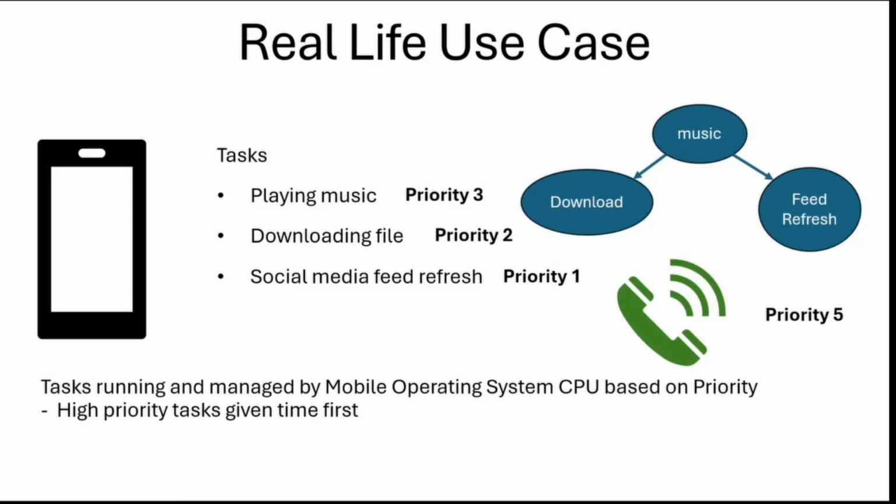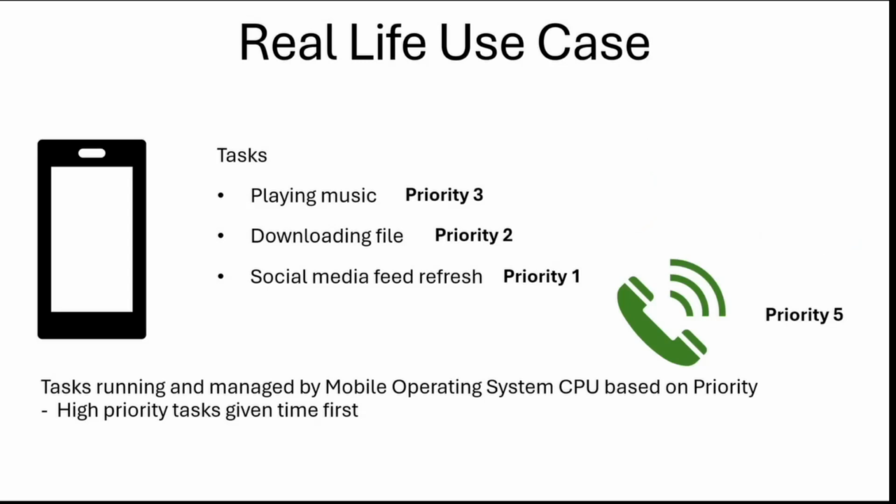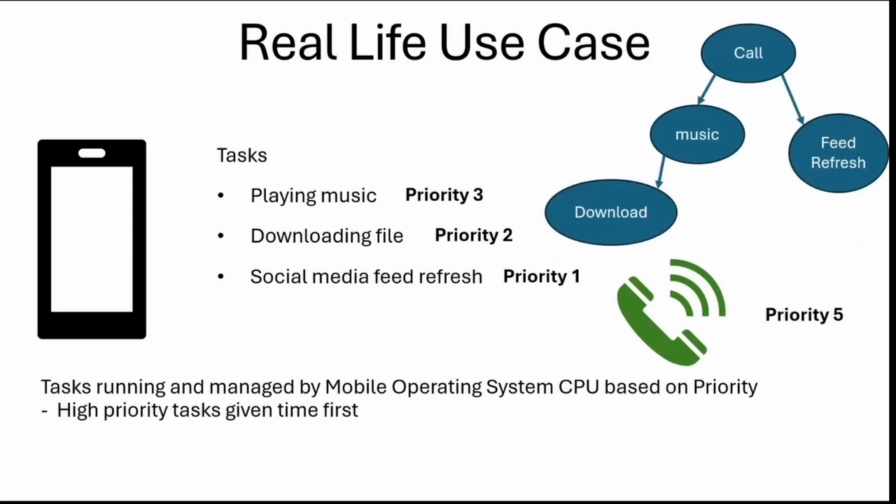Like music stops or some other things which we are doing stops. So call is given the highest priority. So when that happens, the CPU adjusts the heap tree and gives the call task priority first, or the time first. So the CPU adjusts the execution based on the priority of the task, because call has a high priority.